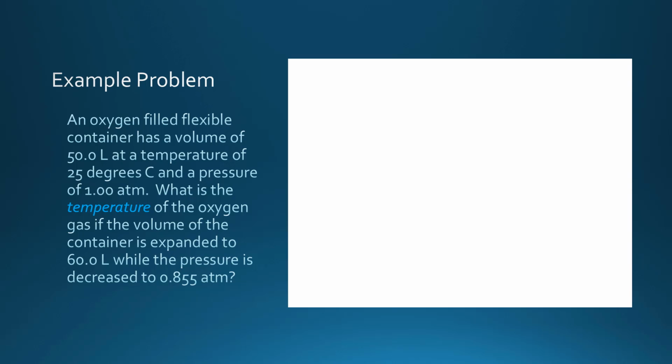Here's an example problem. An oxygen-filled flexible container has a volume of 50.0 liters at a temperature of 25 degrees Celsius and a pressure of 1.00 atmospheres. What is the temperature of the oxygen gas if the volume of the container is expanded to 60.0 liters, while the pressure is being decreased to 0.855 atmospheres?